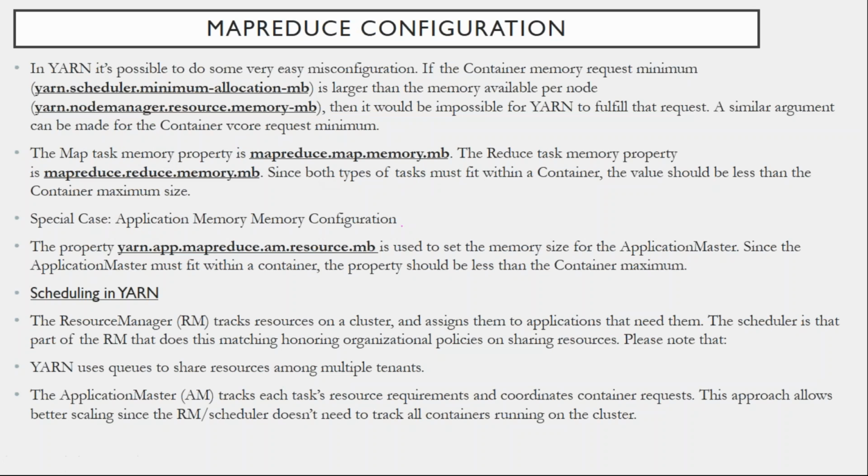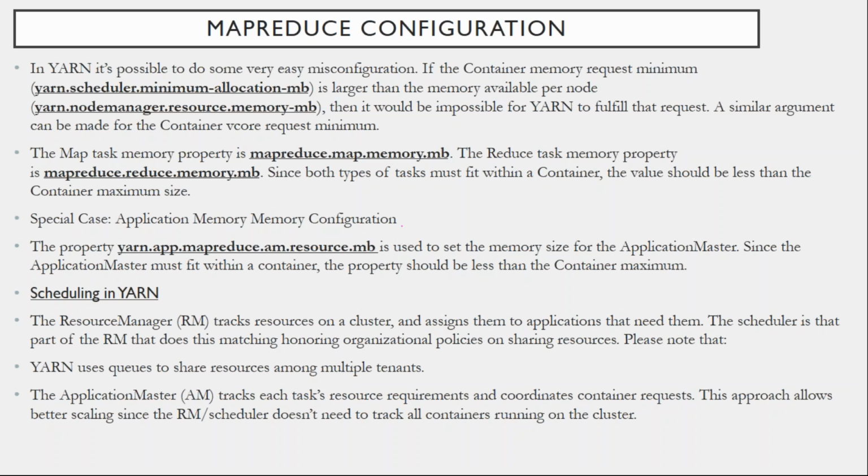The map task memory property is MapReduce.map.memory.mb. The reduce task memory property is MapReduce.reduce.memory. Since both types of task must fit within the container, the value should be less than the container's maximum size. Okay. If you have given 1 GB to the container, in that 1 GB container your map task can be 512 MB and the reduce task 512 MB, but it shouldn't be more than 1 GB.